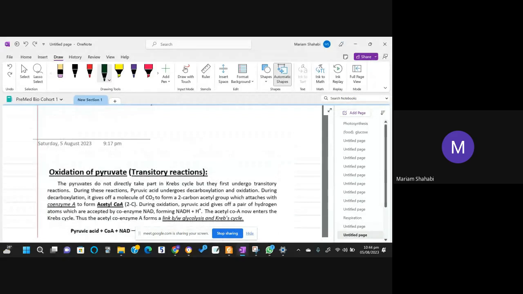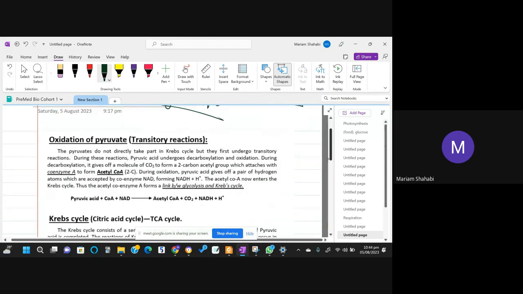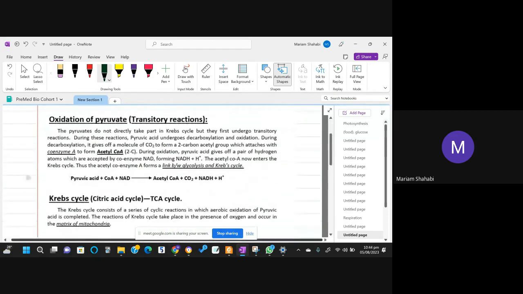Now the end result of this is that we got 2 molecules of pyruvate from glucose. Yes, we got 2 molecules. Our aerobic respiration is not complete yet because 2 ATPs is not enough for a cell. It needs more than 2 ATPs. It needs loads of ATPs. So now we will make the pyruvate react further.